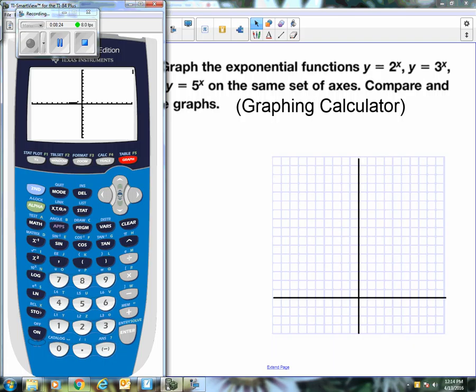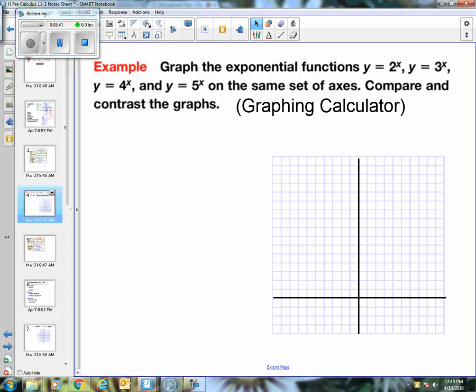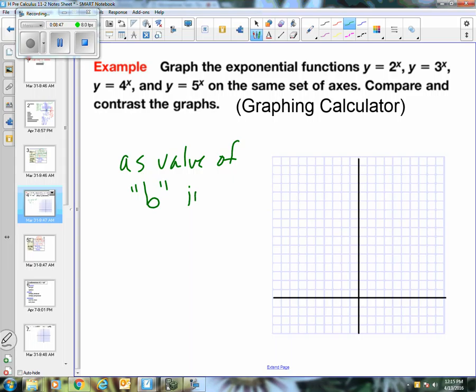So if I take a look at mine, so you can compare to what yours is. So we have 2 to the x, and then we have 3 to the x, and we have 4 to the x, and then we have 5 to the x. So as you look at all of those graphs, it would appear to me that the bigger the base is, the steeper the graph ends up being. So as the value of b, the base, increases, the graph gets steeper.